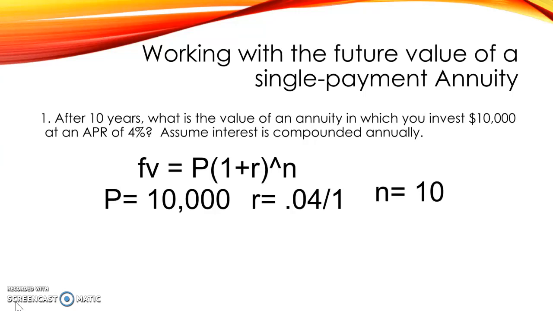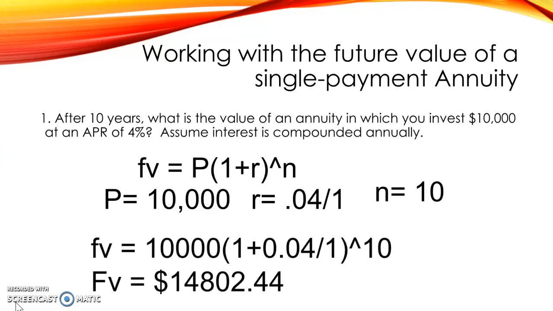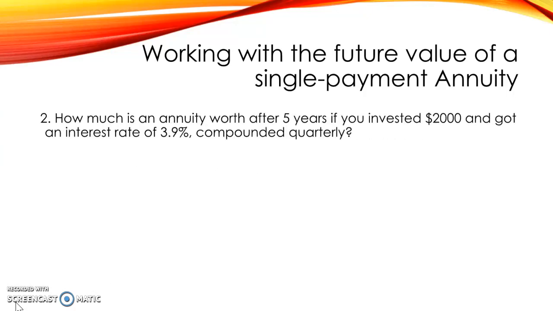So if we plug that into our formula, we would find that after 10 years, our annuity would be worth $14,802.44. All right, your turn. Try this single payment annuity. How much is an annuity worth after 5 years if you invested $2,000, got an interest rate of 3.9%, and compounded quarterly? Be careful, compounded quarterly.